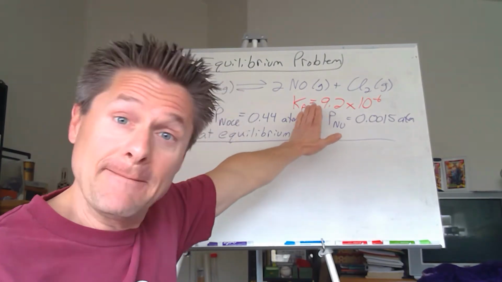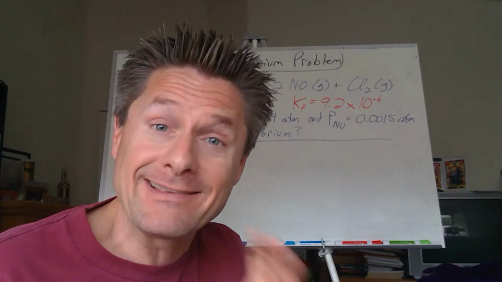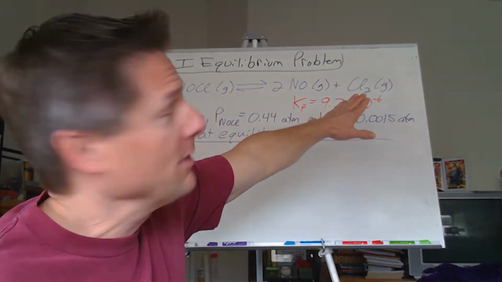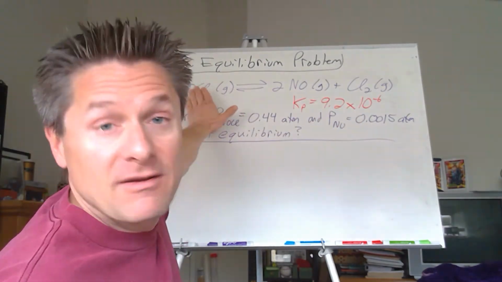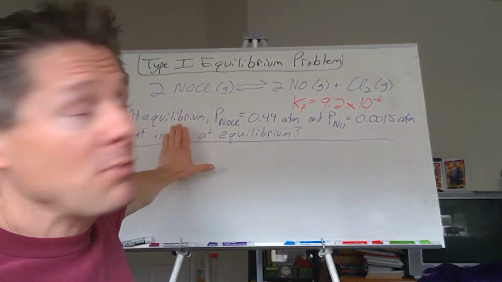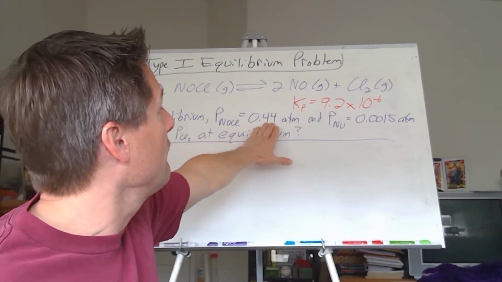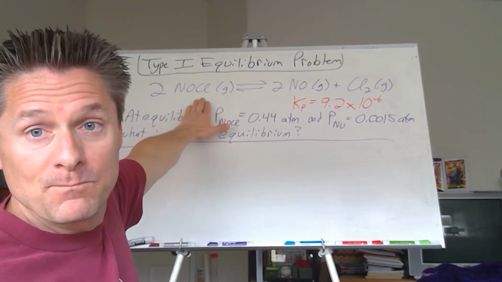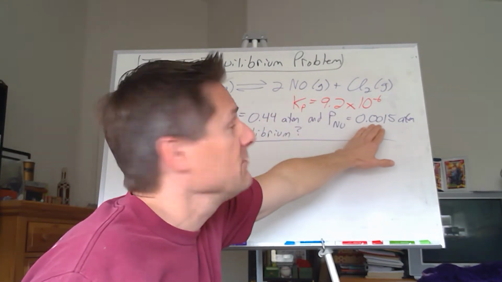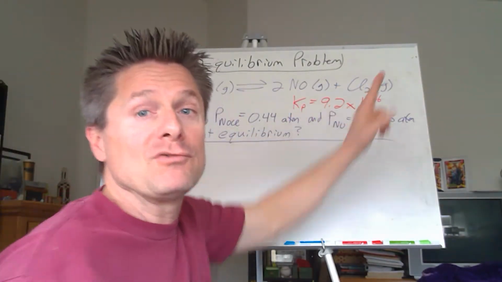We're given Kp, right? Normally Kp values you're not going to look up in a table. Those would be specific ones like Kas, Kbs, KSPs, things like that. So this one's provided for you with 2 significant figures, pretty small, which means this is very reactant dominant. Lots of reactants, not too many products in this case. We're provided the equilibrium partial pressure of NOCl of 0.44 atmospheres, and the partial pressure of NO at equilibrium is 0.0015 atmospheres. But we weren't given the partial pressure of chlorine.